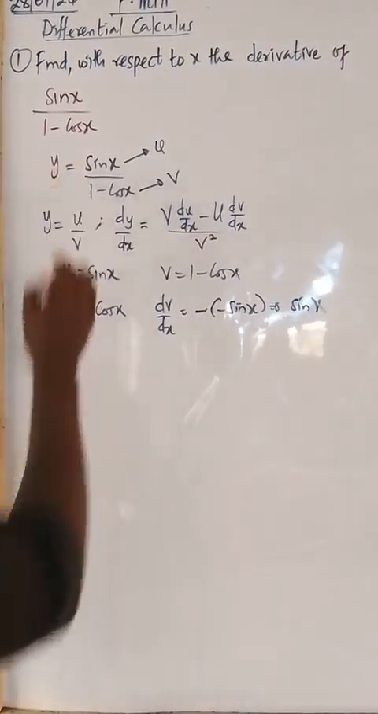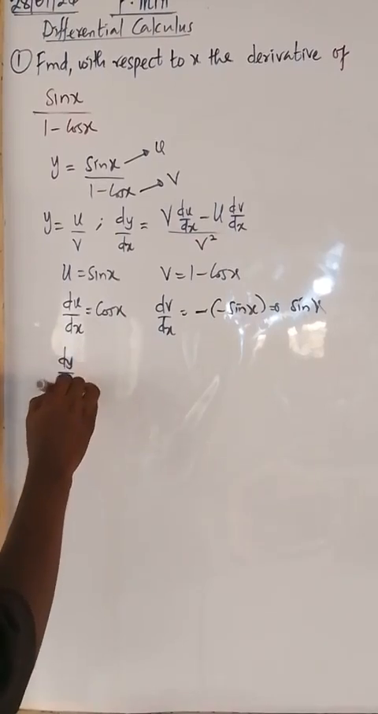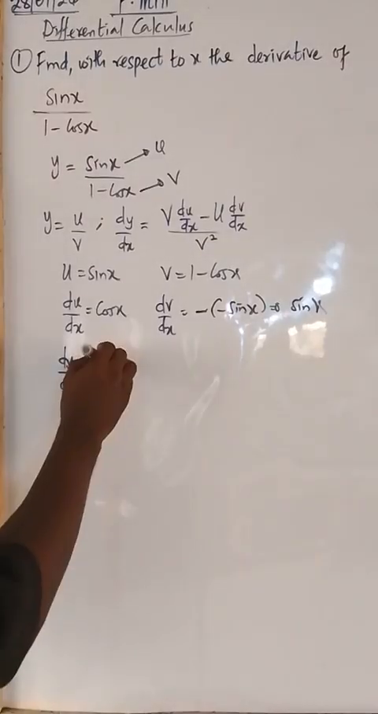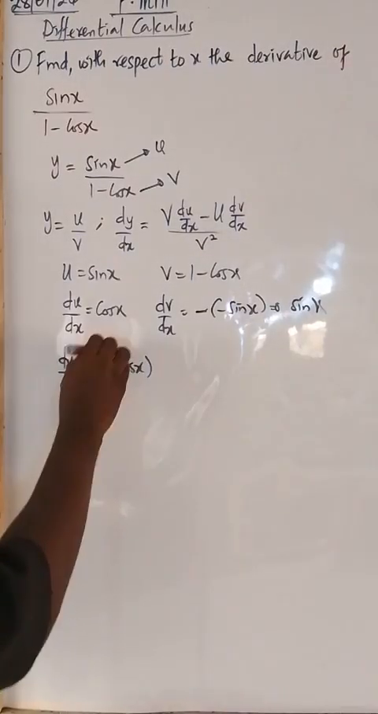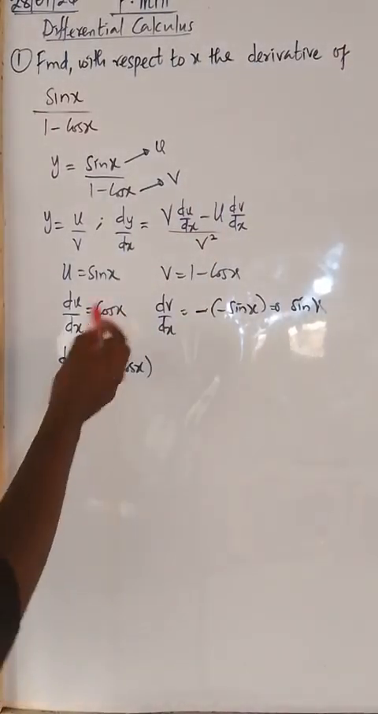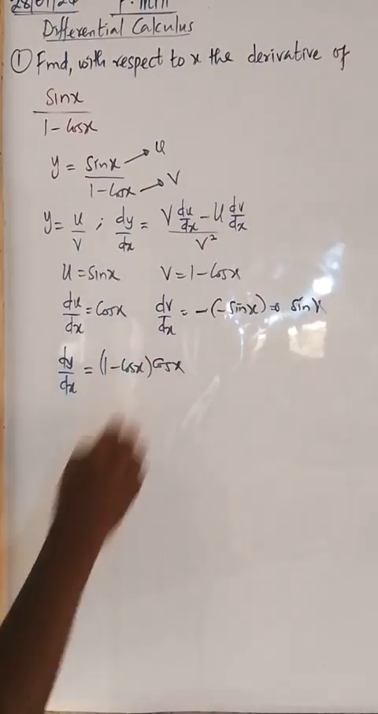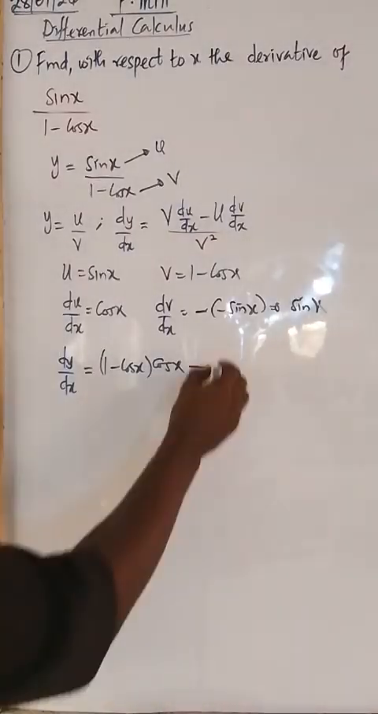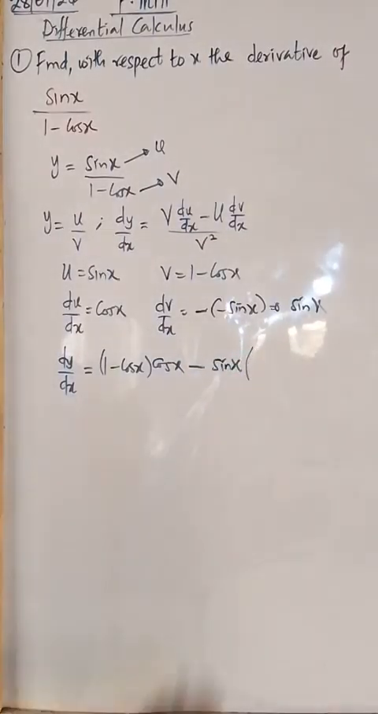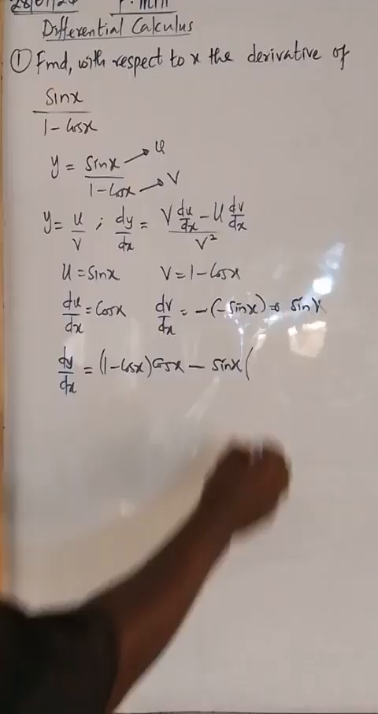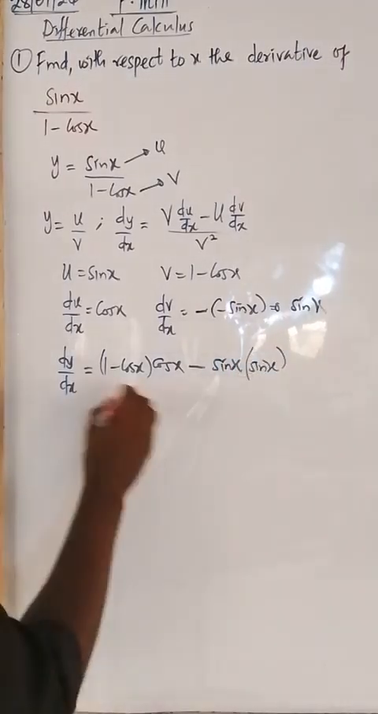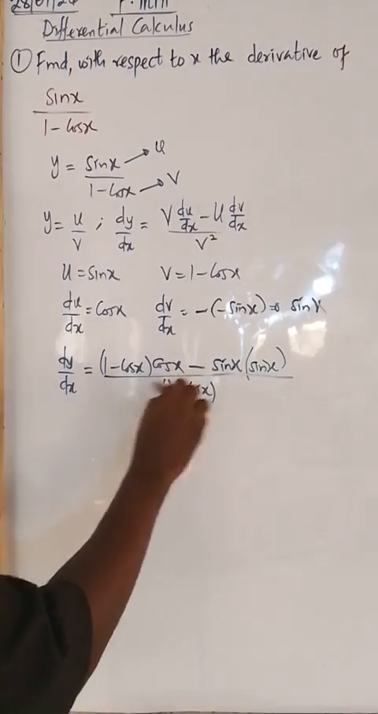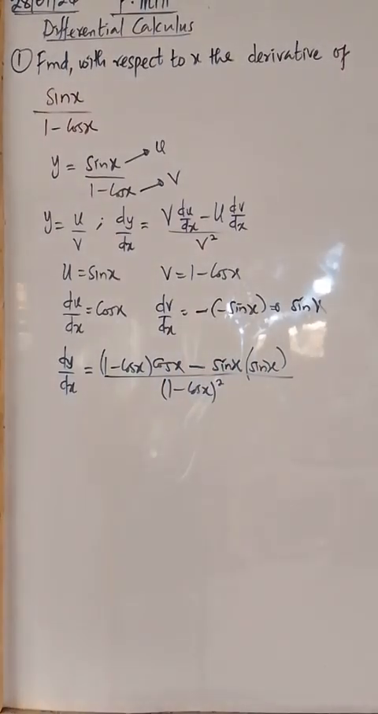Coming back here, dy/dx equals v, what's our v, times du/dx, what is du/dx from here, minus u, what is u? Sine x, times dv/dx, sine x, over v squared. So this is the answer, but we can simplify.